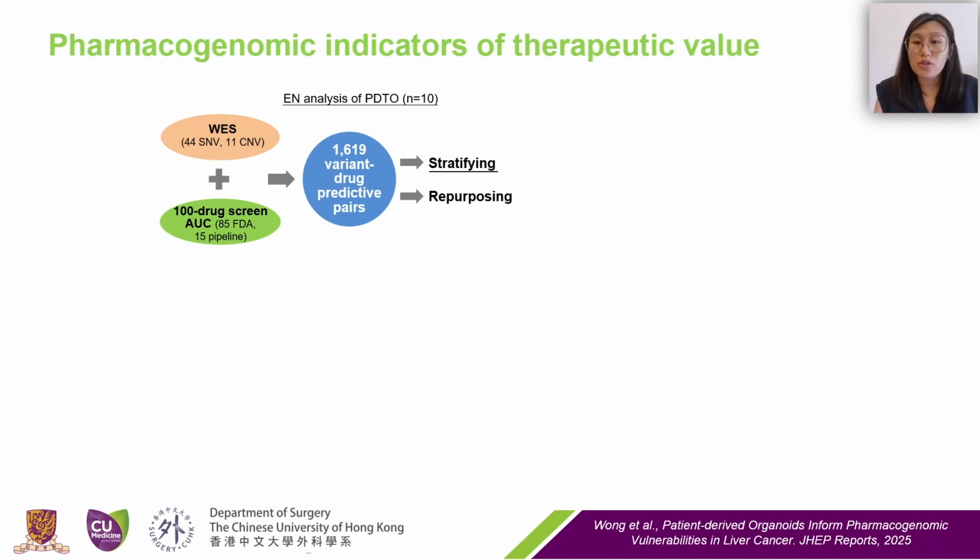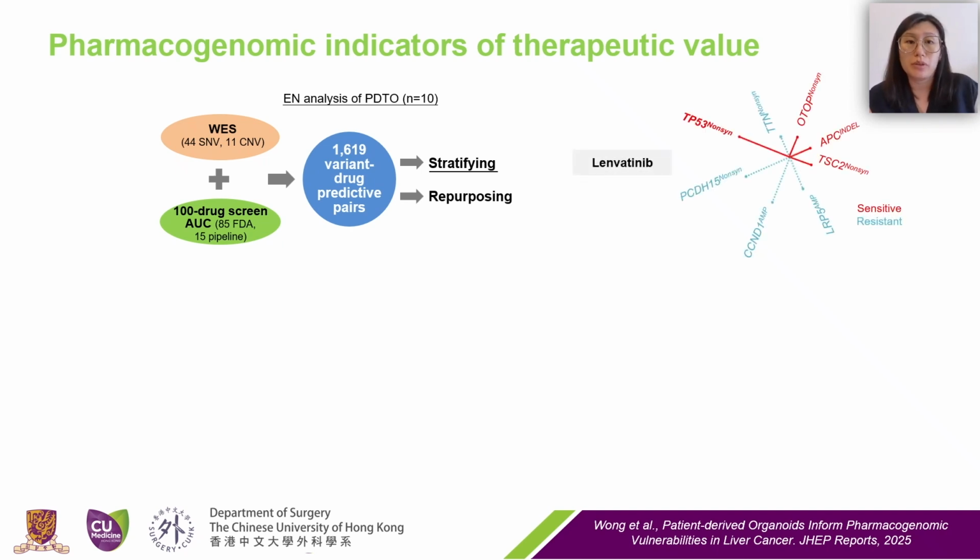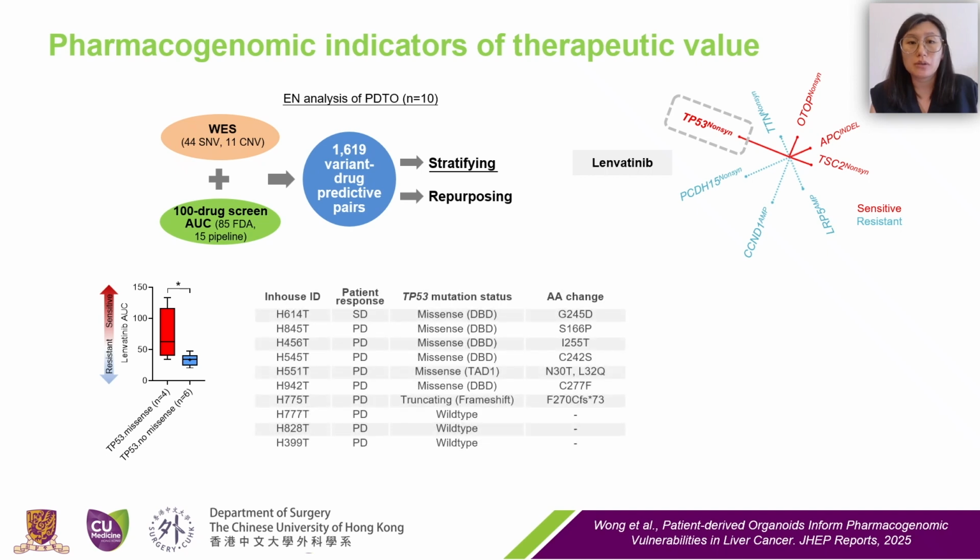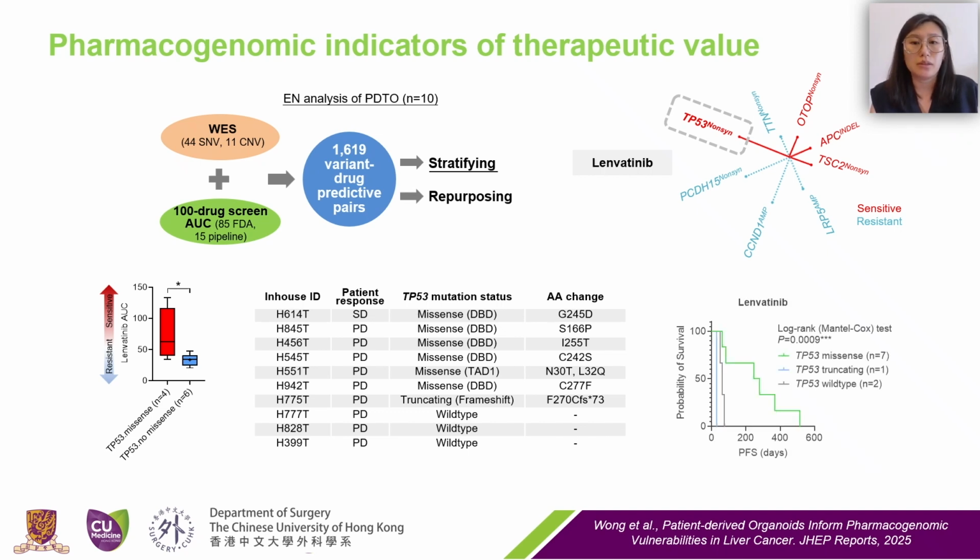On the stratifying side, we found that the PDTOs with TP53 mutations, particularly the missense mutations, showed sensitivity to lenvatinib, which is one of the first-line systemic therapies for HCC. Not only did they show better response in vitro, but they also reflect this result in a small cohort of HCC patients who have received lenvatinib in our hospital. This is also marked by improved overall survival in those patients with TP53 missense mutations receiving lenvatinib.